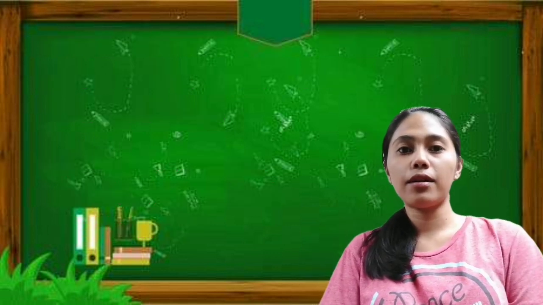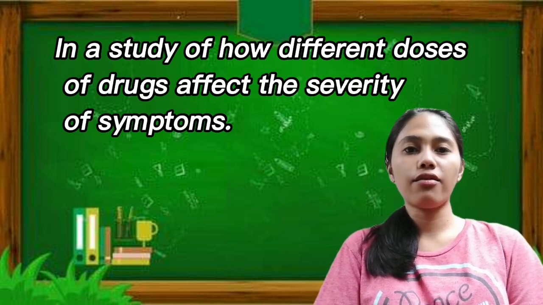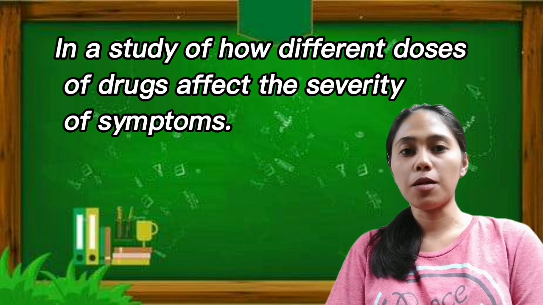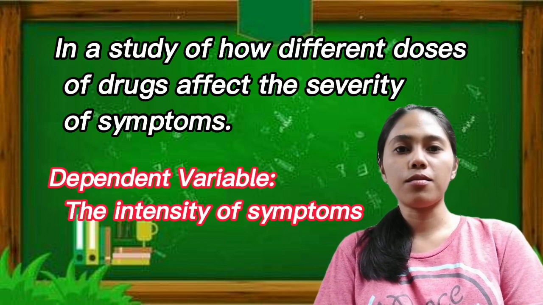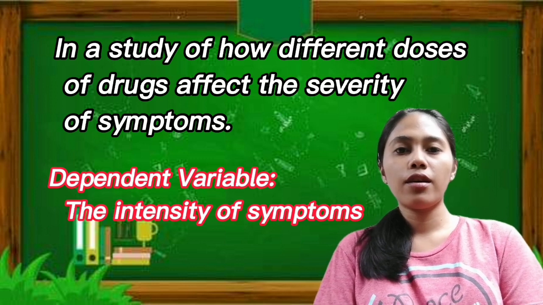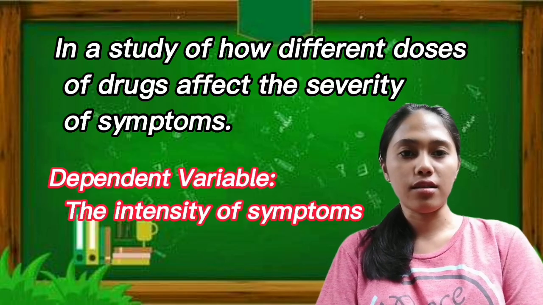Here is another example. In a study of how different doses of drugs affect the severity of symptoms, the severity or intensity of symptoms is the dependent variable because it is tested on the use of different doses of drugs.